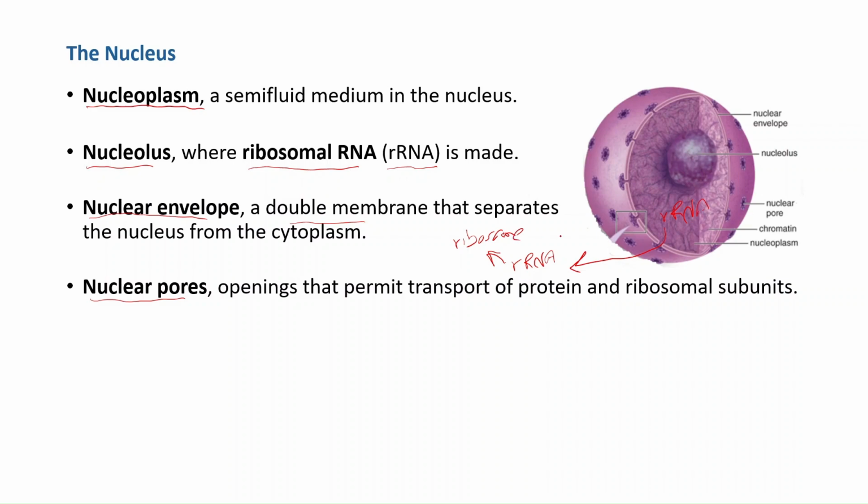Same thing we're going to see when we look at transcription and translation. Messenger RNA is going to be coming out, and these pores can be controlled by the cell. So they will allow certain things to come out, but keep other things inside. It's a protection for the DNA.